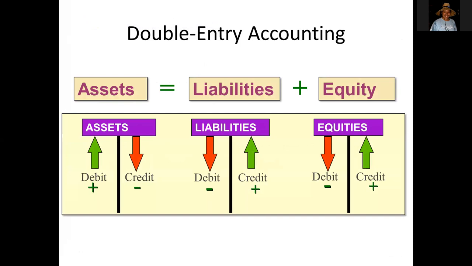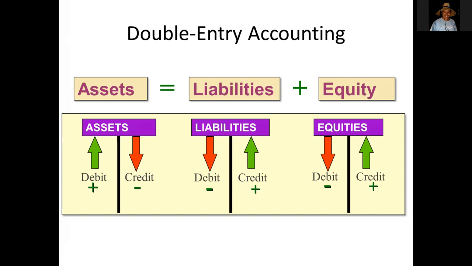All right, so this is basically how the debit and credit rules work. If you're dealing with asset accounts, a debit to an asset account is going to increase the account, and a credit to the asset account is going to decrease the account. Likewise, for liabilities, a debit to a liability account is going to decrease the account balance, and a credit to the liability account is going to increase the account balance. And for equities, it works like liabilities. Debits reduce equity and credits increase equity. So these are the rules you've got to understand.